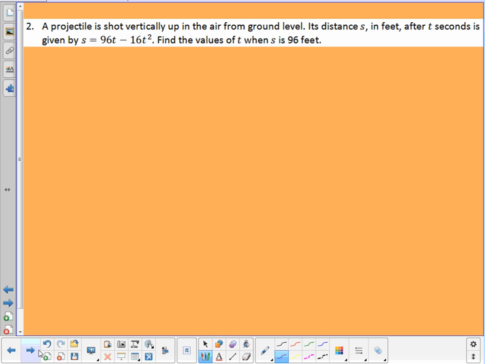Let's take a look at number 2. Projectile shot vertically up in the air from ground level. Its distance s is in feet and t is seconds, is given by that equation. Find the value of t when s is 96. So I'm going to take this 96 and I'm going to plug it in for my s. That's my distance in whatever it's measured in. So I've got 96 is equal to 96t minus 16t squared.